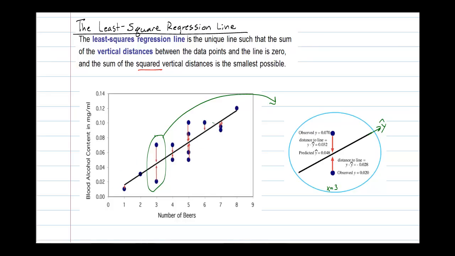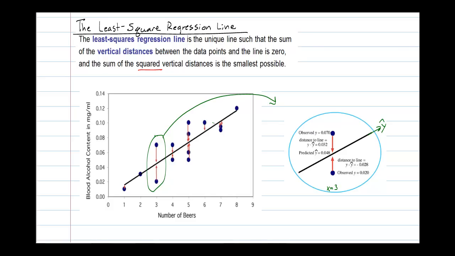Now a couple quick things. Because it is the vertical distances that are minimized, the distinction between x and y is crucial in regression. Now remember, when we calculated the correlation coefficient, x and y didn't really matter. But because we're looking at regression equations, knowing the difference between x and y is very important. If you switched the axes, you'd get a different regression line.